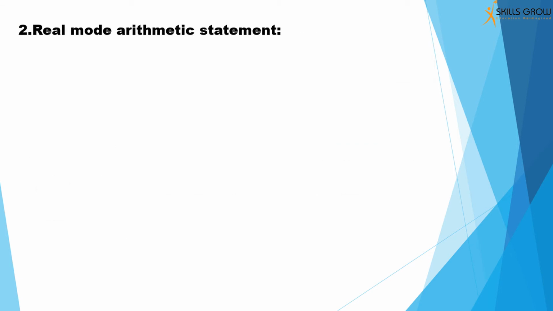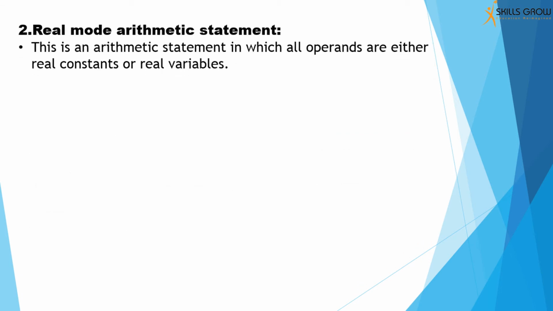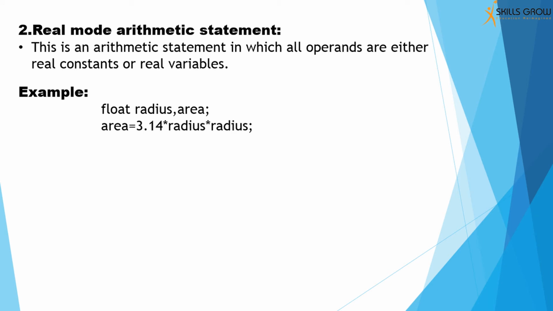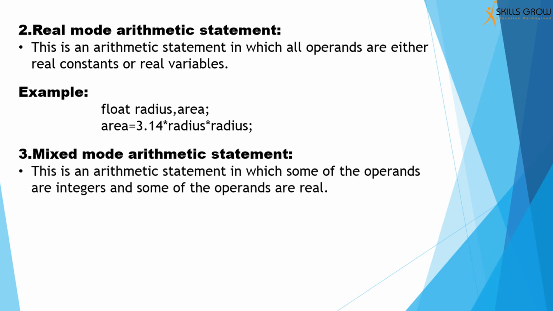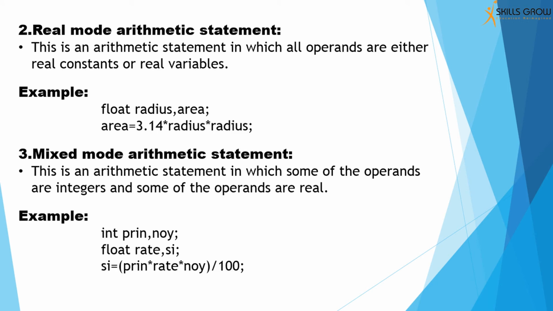Real mode arithmetic statements. In this arithmetic statement, all operands are either real constants or real variables. In the given example, the variables area and radius are floating point variables. Mixed mode arithmetic statements. In these statements, some operands are integers and some are real. In the given example, prin and noi are integers, whereas rate and si are floating point variables.